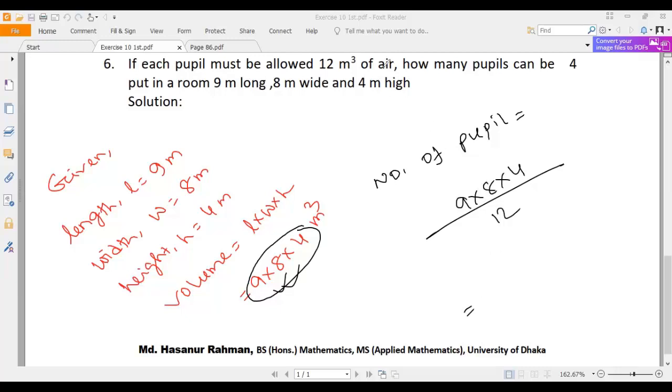How can we divide? Look at this. At first we can divide this 12 by 4. 12 divided by 4, that will be 3. Then divide 9 by 3. 9 can be divisible by 3, so 3 3s are 9. Then final answer will be 3 8s are 24. So here our answer will be 24 pupils. Okay, and in this way we can easily solve this worksheet.